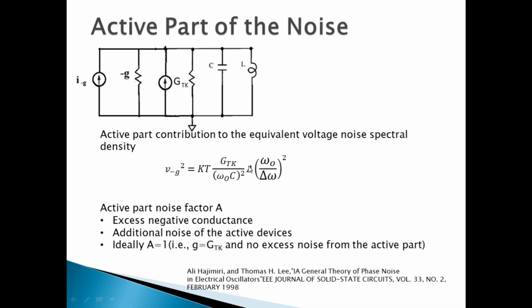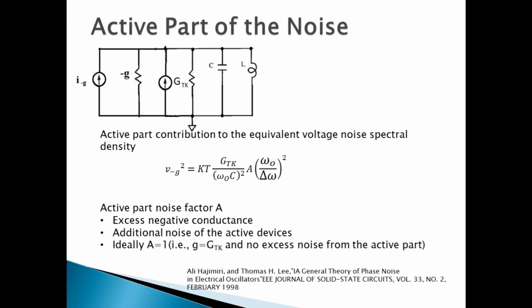Ideally, A is 1. This is the case when the oscillator is at the edge of oscillation, that is, minus G equal to GTK. Generally, you require a little bit more negative conductance in order to keep the oscillations going, and that is mainly the reason for the noise to be generated. Not all the noise sources are on all the time. They may be off for some time.